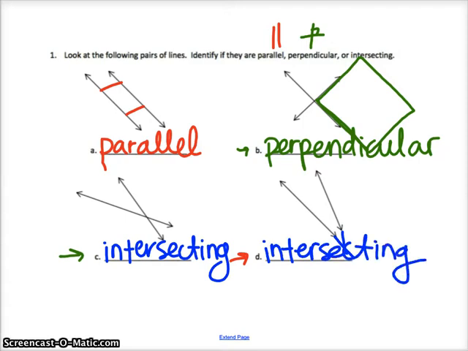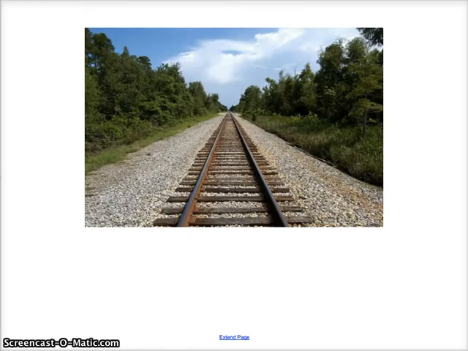Now, for the fun part, let's start identifying in the real world. So, take a look at these railroad tracks. Think about what you know about railroad tracks. Will they ever intersect?